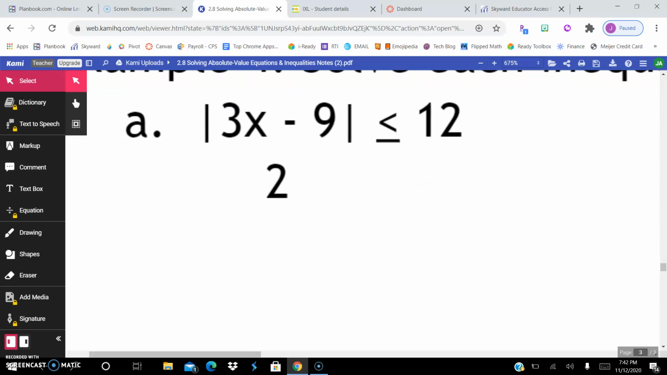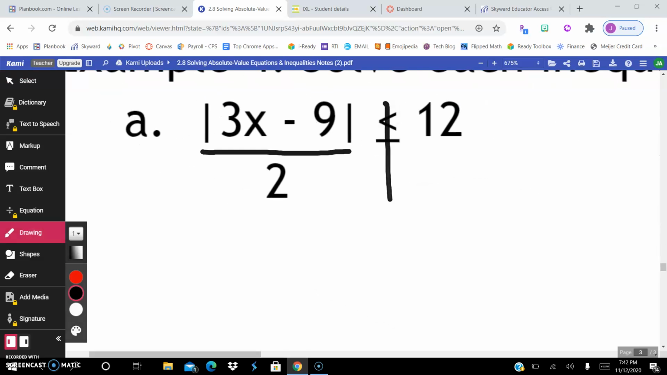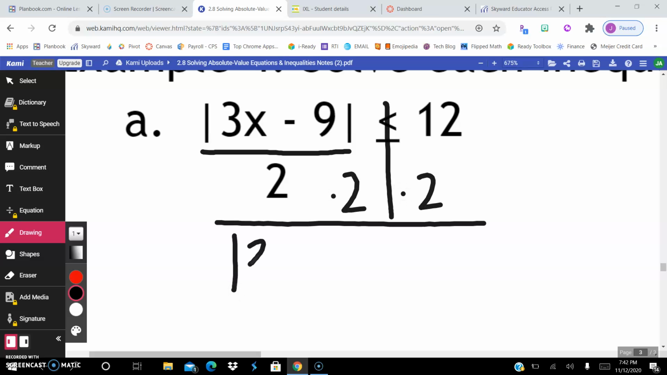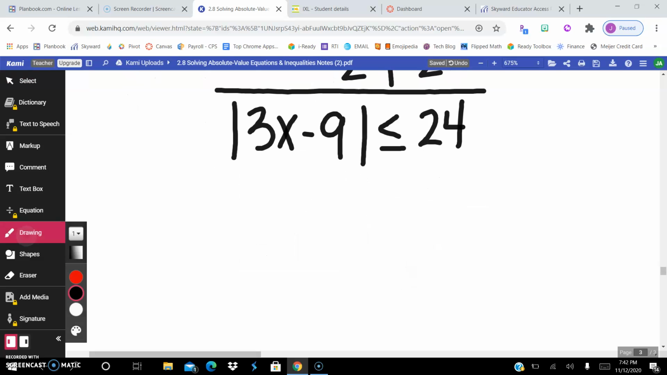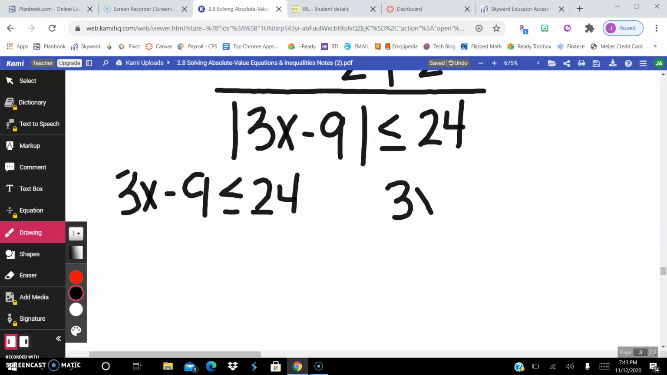So we are going to do the same thing for solving these. We have to get rid of that divide by 2 first, so we're going to times by 2. So we have the absolute value of 3x minus 9 is less than or equal to 24. And then we can split that up into our two problems. So we have 3x minus 9 is less than or equal to 24. And 3x minus 9 is greater than or equal to -24. Remember, flip the sign and make the a opposite.